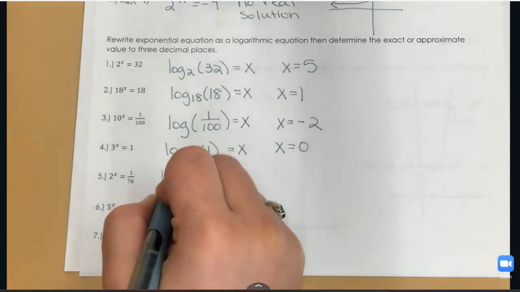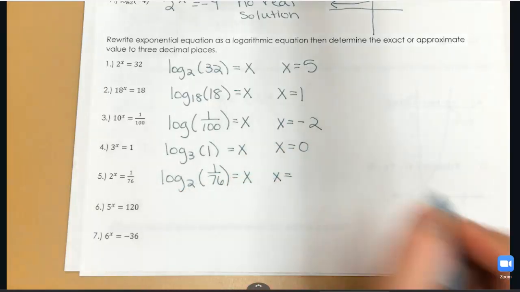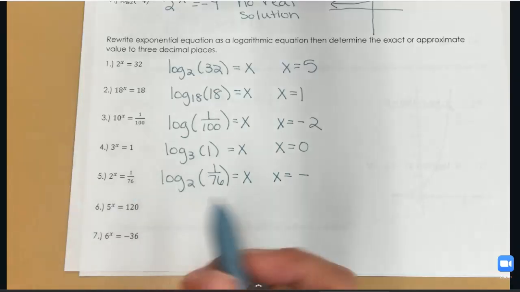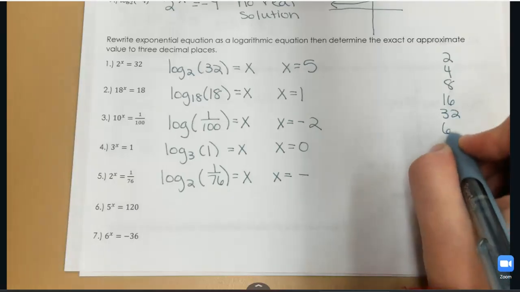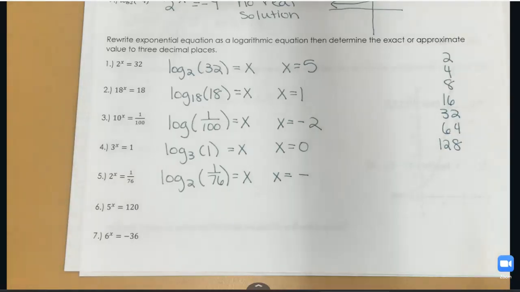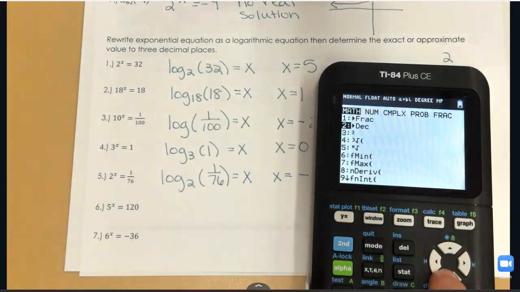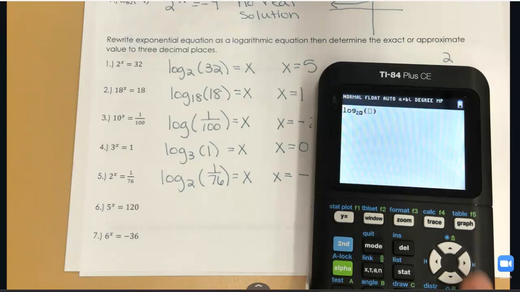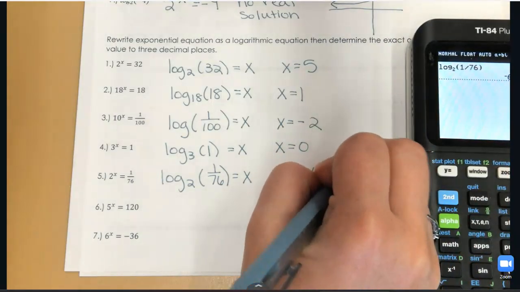On to 5, log base 2 of 1 over 76 is equal to x. Because this moves to the denominator, I know it's going to be negative, but 76, let's see, I've got 2, 4, 8, 16, 32, 64, 128. Okay, 76 is not a perfect power. It's going to be between 64 and 128. So to figure out what my exponent is, I will have to use the log in my calculator. And that will be log base 2 of 1 over 76. And we get negative, we were correct there, 6.248.